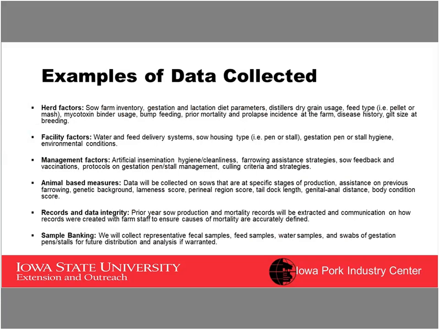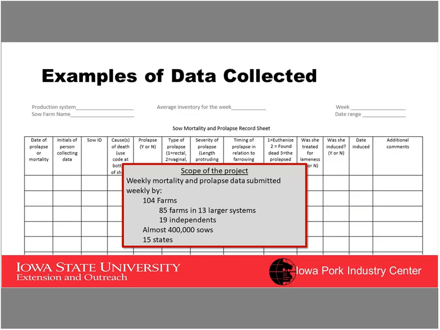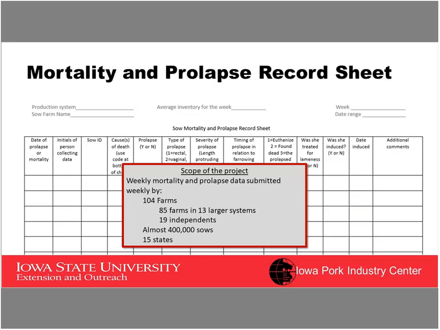Examples of the data that we collected in this process included herd factors, facility factors, management factors, some animal-based measures, and we're also pulling large amounts of data, where possible, from prior year production and mortality records. I won't go through the details of everything that we collected, but it was an extremely comprehensive survey with regard to herd health and management strategies, down to whether the water system is using treated water or not. We collected more than we were able to use, and we utilized what we had to ask specific questions of our data set, which we're still in the process of even now.